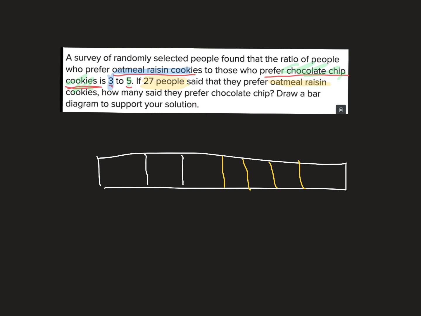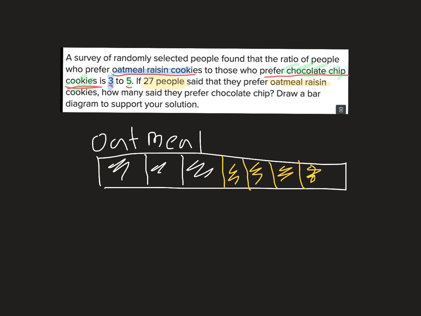So the oatmeal raisin cookies are represented by these 3 right here. Oatmeal. And then we have our chocolate chip cookies that are represented on this side. 1, 2, 3, 4. Ooh, this is a great example to show how Miss Hawkins even makes mistakes. In this case, she can fit a fifth one over here, but if you couldn't, you can just add one to the end. Not a big deal. On this one, we have our chocolate chip.